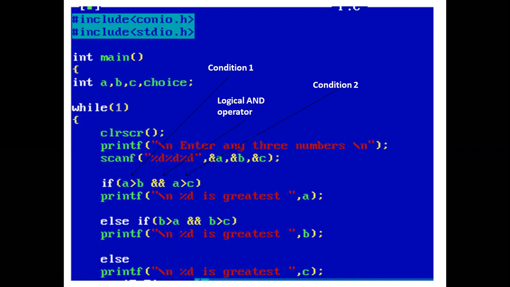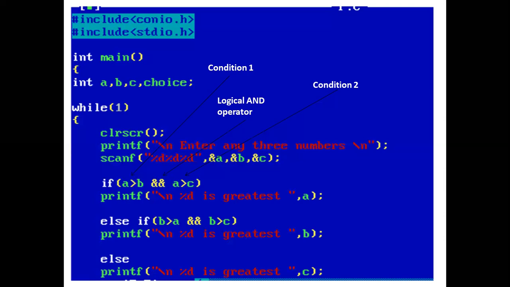Condition 1: 1 is greater than 2, which is false. So if the first condition is false, then the second condition will not be checked and control comes to the else if statement. Else if 2 is greater than 1, which is true, so the second condition is checked. 2 is greater than 3, false.